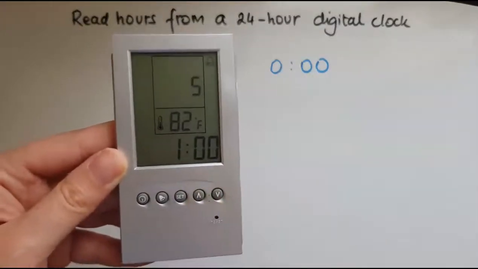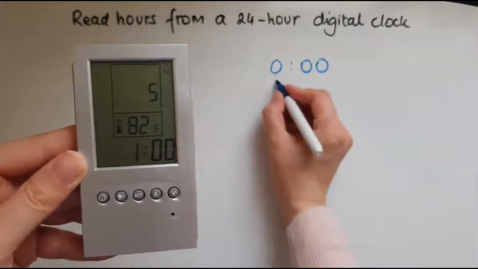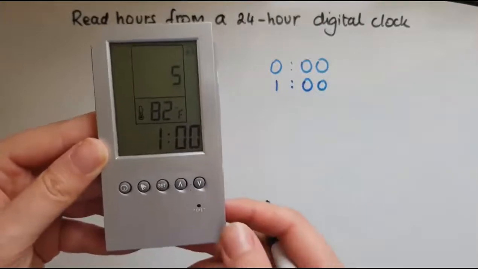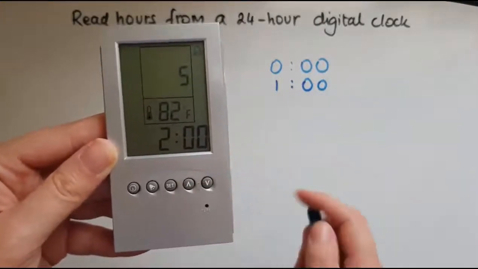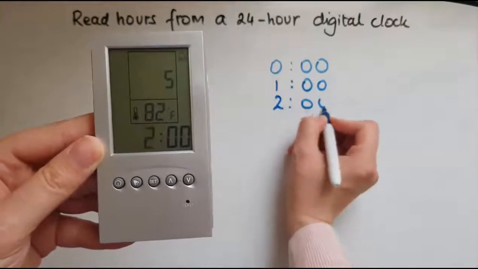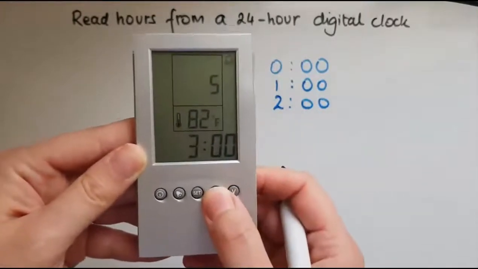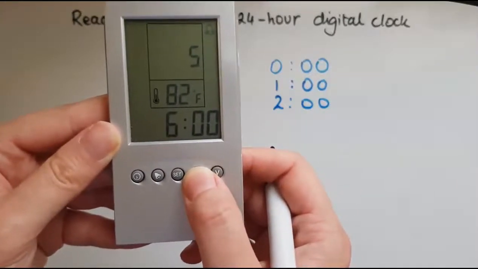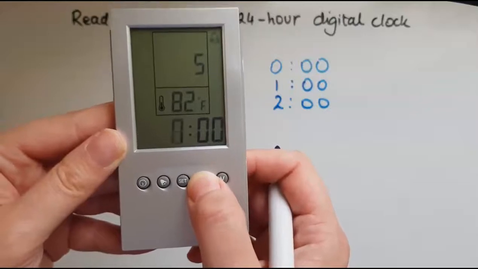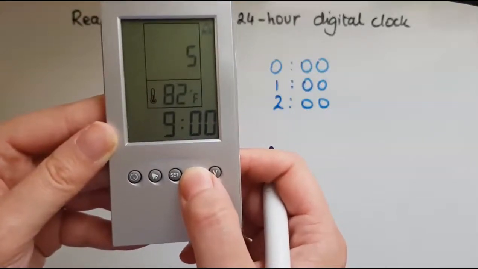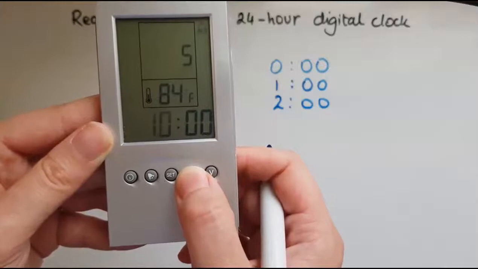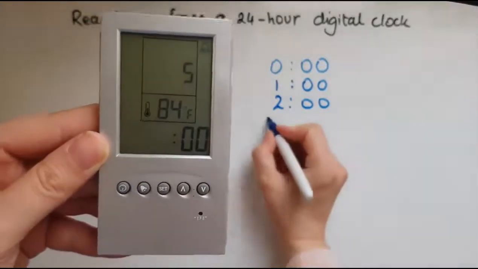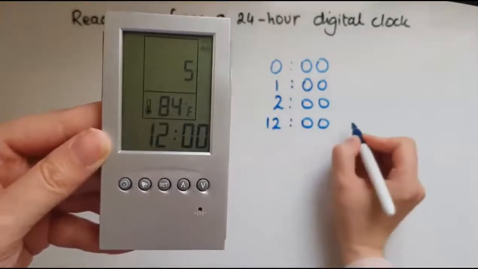Now, this is 1 o'clock in the morning. This is 2, and then this is 3, 4, 5, 6 o'clock in the morning, 7, 8 o'clock, 9, 10 o'clock, 11, and this 12 here is midday.